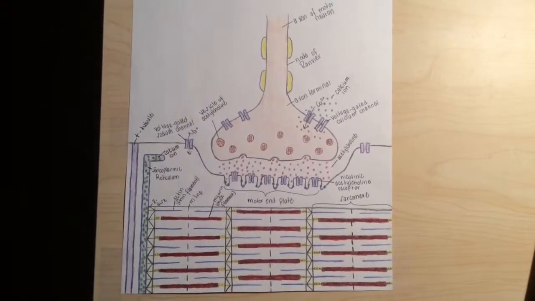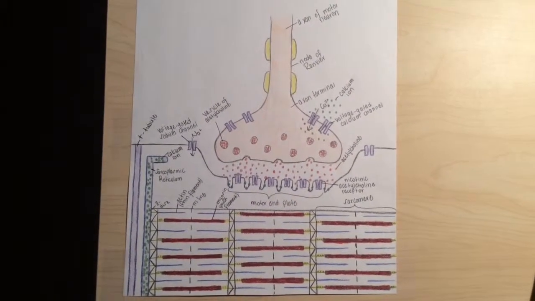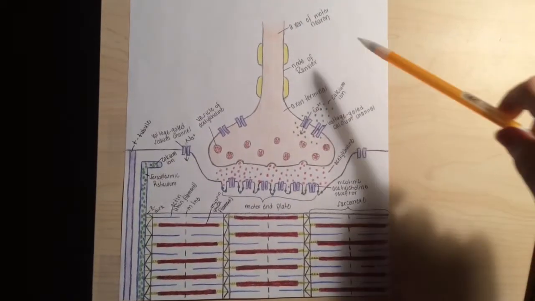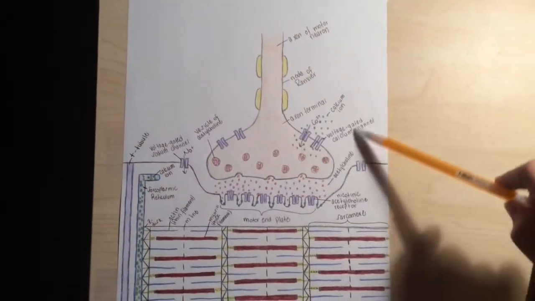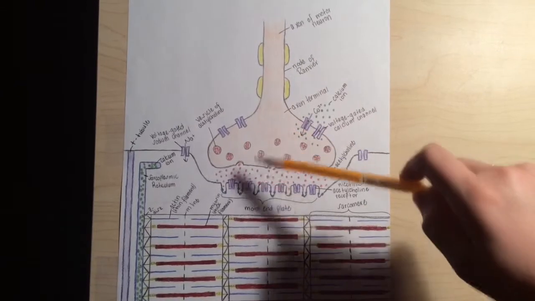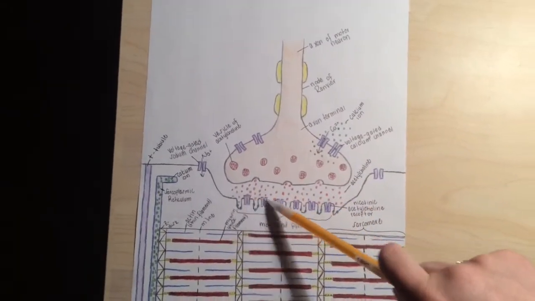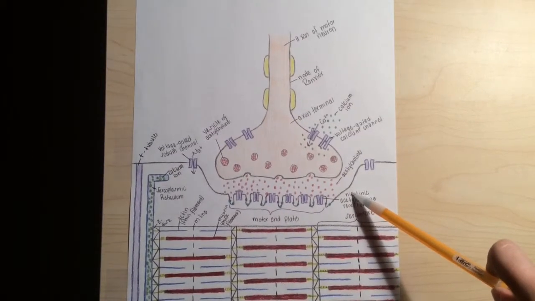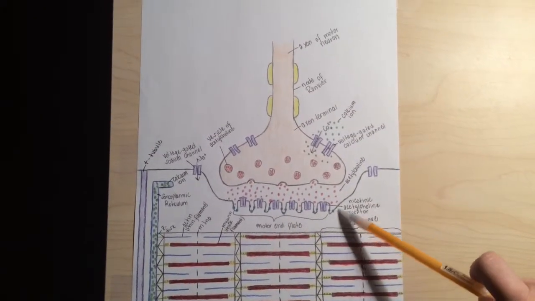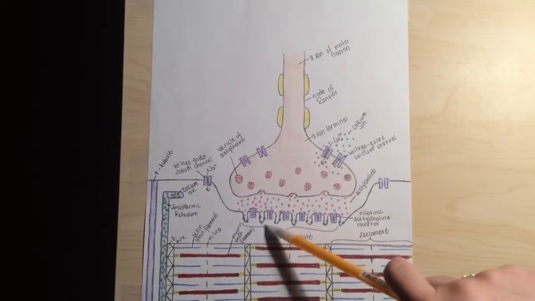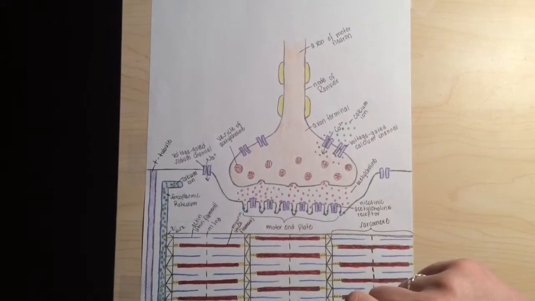To begin muscle contraction, you must first know the different parts and how they connect. This is a motor neuron, which connects to a muscle fiber by the synaptic cleft. The synaptic cleft is on the membrane of the muscle fiber, or this black line, also called the sarcolemma.